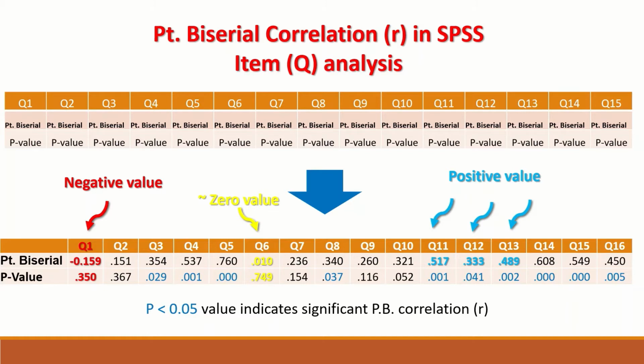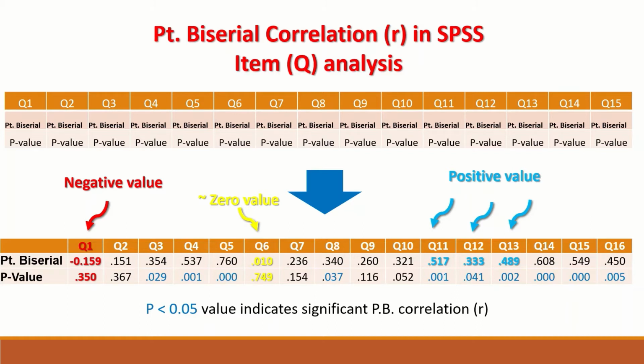In the red labeled scores, for question number 1, we see that the value is negative and it is not significant because the p-value is greater than 0.05. This question number 1 indicates that higher performing students are answering this question wrongly and low performing students are answering it correctly. So this question is a very bad question that needs to be removed from the exam as it is negative.